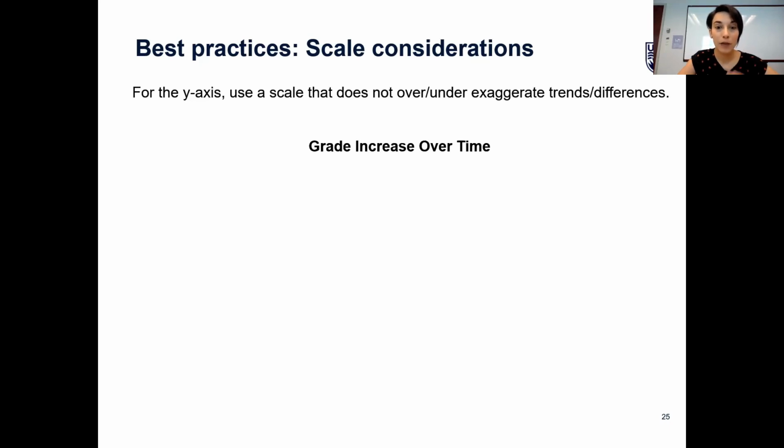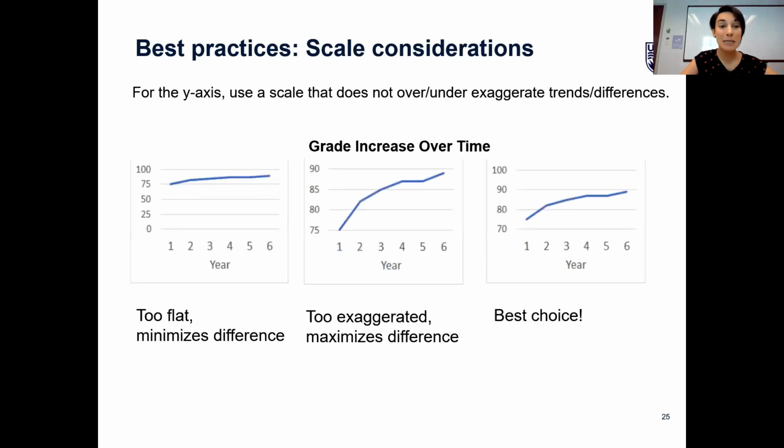So I'm going to show you 3 different figures that all showcase grade increases over time, but you can see that they all look quite different. The data is the same, but by simply changing the y-axis, it really impacts the way the data looks. In the first figure, the data looks quite flat. It's really minimizing the difference. And the scale on the y-axis is 25.